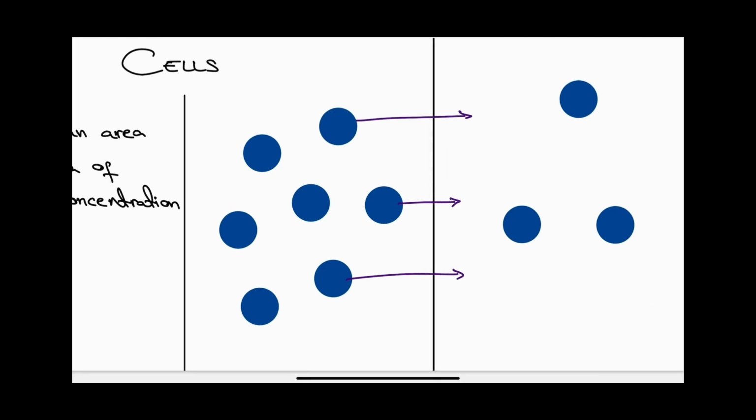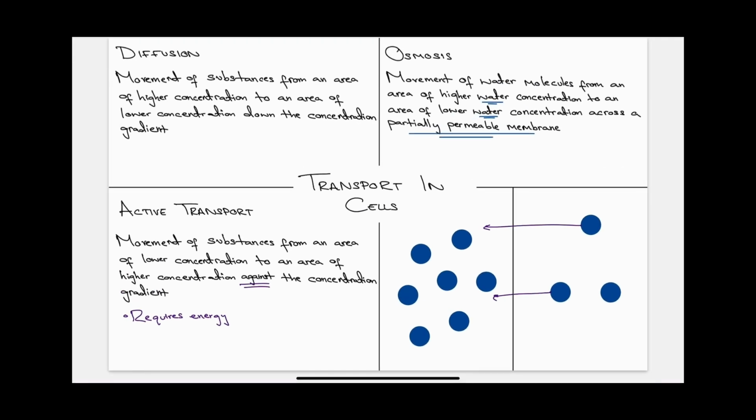So, if you want to see in this diagram, on the right, we have fewer molecules compared to the left. So all it'll be is that it's going from an area of lower concentration to an area of higher concentration. So you can see it's going in the opposite direction. And that is transport in cells overview.